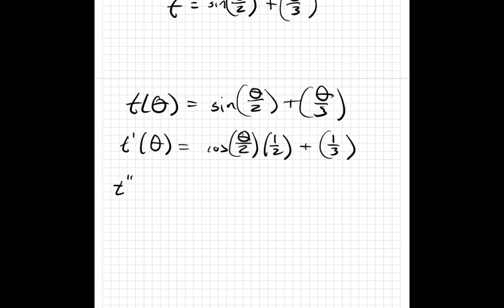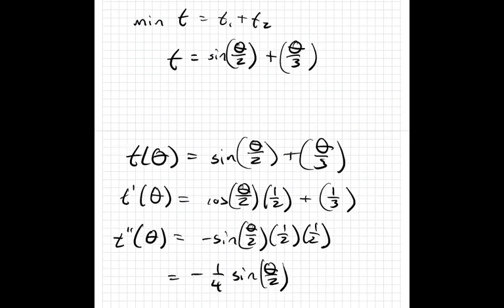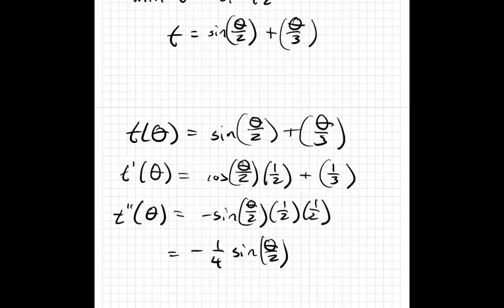So the second derivative with respect to theta. The derivative of cosine is negative sine of theta over 2. The half just persists, times another half. And then the second term goes to 0. So ultimately this is going to be negative 1 by 4 times the sine of theta over 2. Okay. So to find the critical values, or points of consideration, we want to set the first derivative to 0.